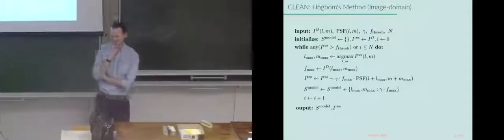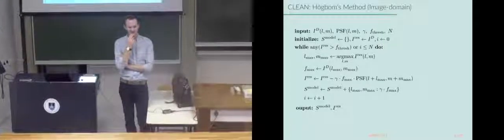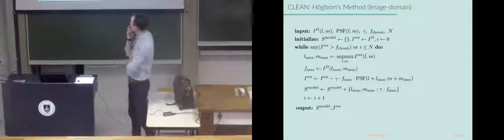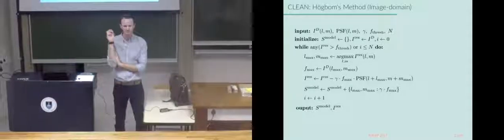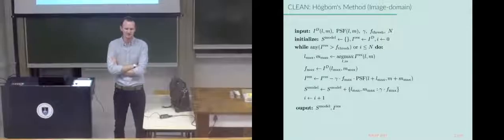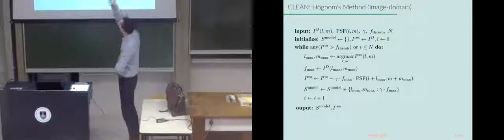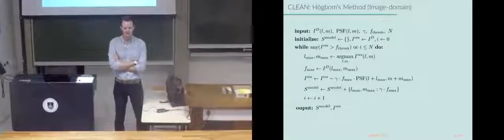Yes, so from the fixed file, the residual is given at the threshold. Well, any pixel, so your residual image has some number of pixels, right? And there's some flux at each pixel. So as long as there's a pixel that's greater than the threshold flux, you should continue doing the clean, or as long as you haven't reached the maximum number of iterations.